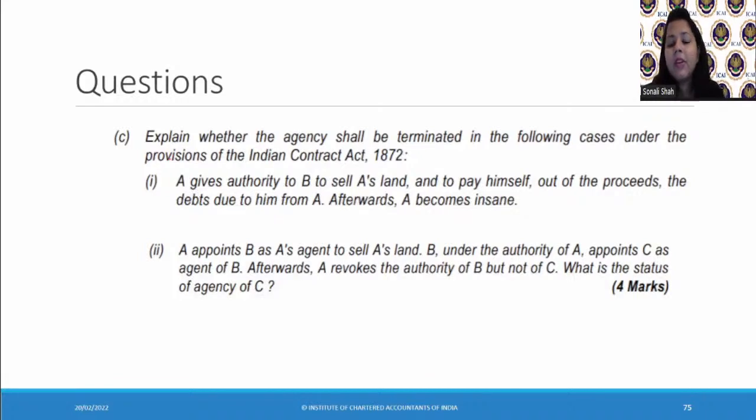So what will happen here? Because the agent has direct interest in the subject matter of the agency, it cannot be terminated. Second question is, A appoints B as A's agent to sell A's land. B, under the authority of A, appoints C as agent of B. Afterwards, A revokes the authority of B but not of C. What is the status of agency of C? What will be the answer for this question?